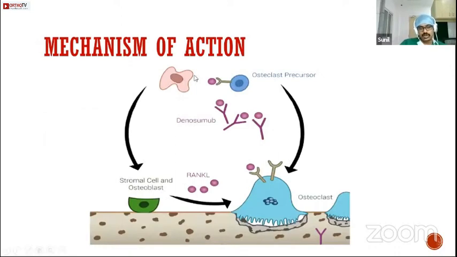So you can see this one, the pink one is the tumor. It stimulates the stromal cells on the osteoblast to produce the RANK ligand, which in turn stimulates the osteoclast to produce the giant cells. What denosumab does is inhibit this RANK ligand and prevent proliferation of both stromal cells and osteoclasts.